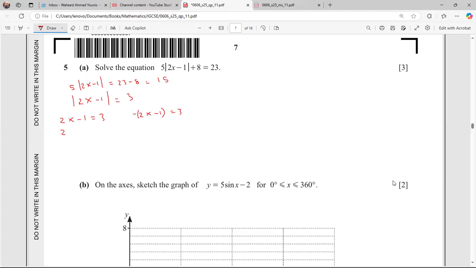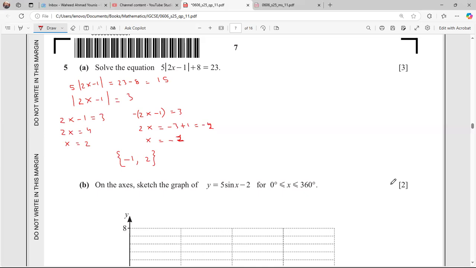So from here, you can see 2x is equal to 3 plus 1, which is 4, and x is equal to 2. And from here, 2x is equal to minus 3 and minus 1, so it is minus 4. So x is equal to minus 4 over 2, which is minus 2. Sorry, I think I made a mistake here. Yeah, this is minus 3, and it will be plus 1, so it's minus 2, sorry. So minus 2 divided by 2 is going to be minus 1. So my two solutions are minus 1 and 2, right? So these are my two solutions.